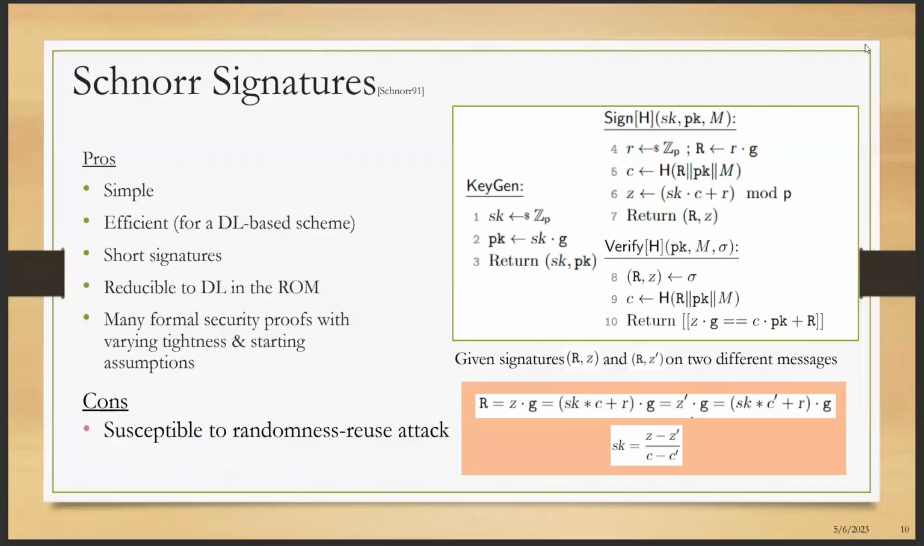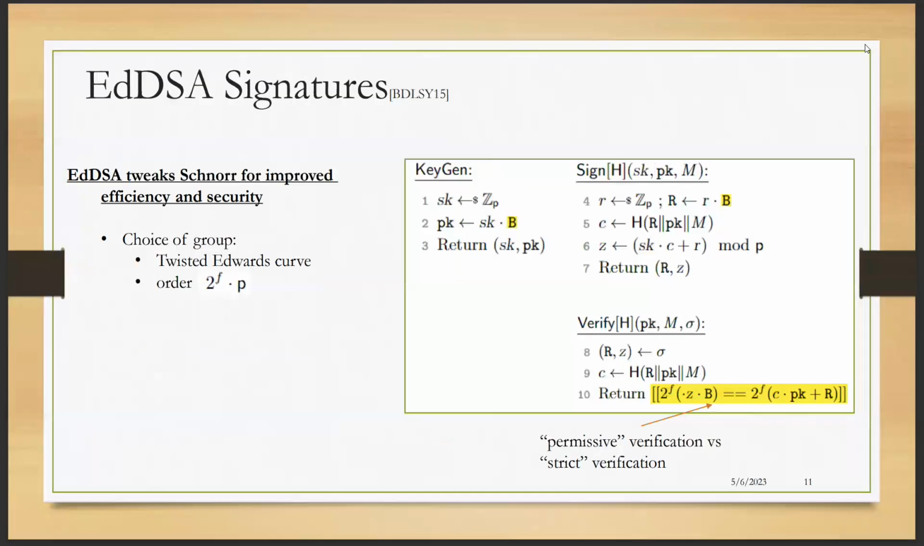The downside of Schnorr is that it's susceptible to a randomness reuse attack. So if you sign two different messages using the same random group element, any attacker who gets a hold of those two signatures will be able to extract the secret key. And that's where EdDSA comes in. EdDSA was developed in 2015, essentially as a set of tweaks to the Schnorr signature scheme that make it more secure and more efficient at the same time. And we're going to address these tweaks one by one.